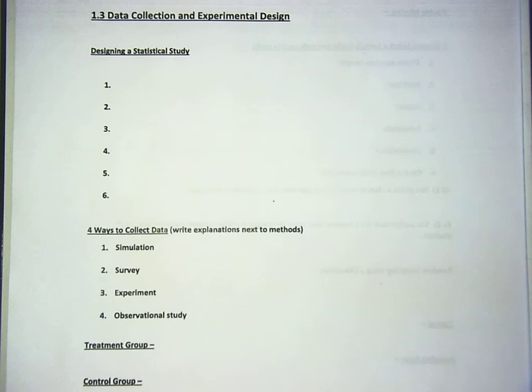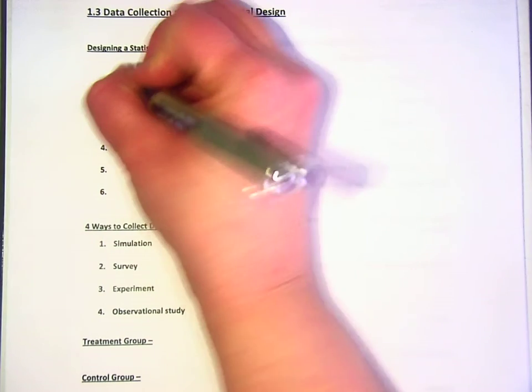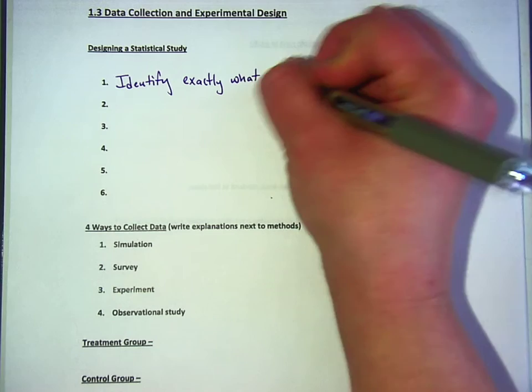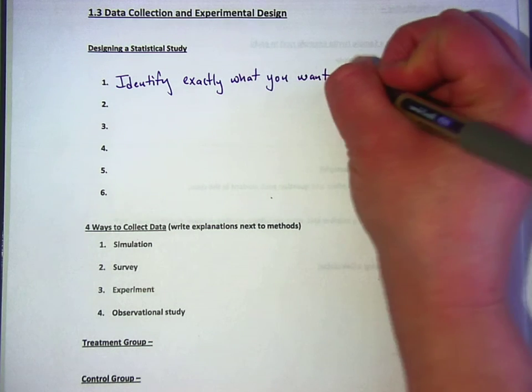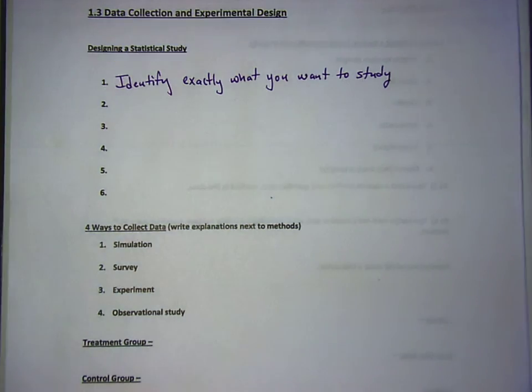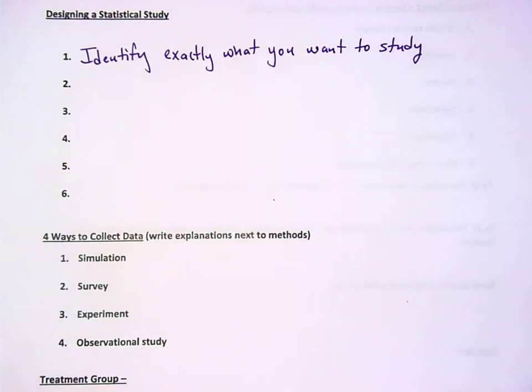All right, so this section is all about collecting data, how to collect data, and how to do experimental design. So there are 6 steps for designing a statistical study. The first step is to identify exactly what you want to study. Okay, and that is very important.